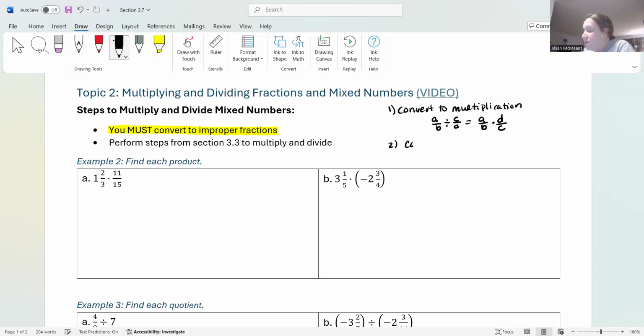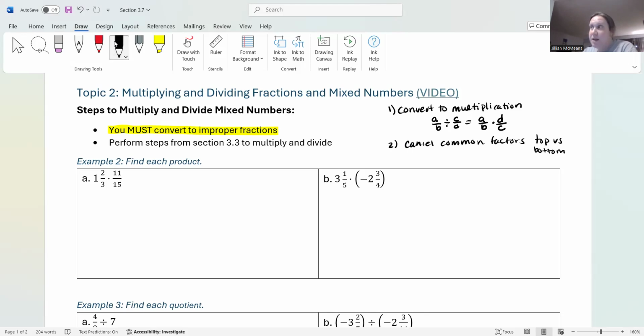Two, cancel common factors, top versus bottom. And by cancel, it just means divide out common factors. A lot of times mathematicians get really lazy and we use the word cancel. We just throw it around. We're like, here's a cancel, there's a cancel, you get a cancel, everybody gets a cancel.